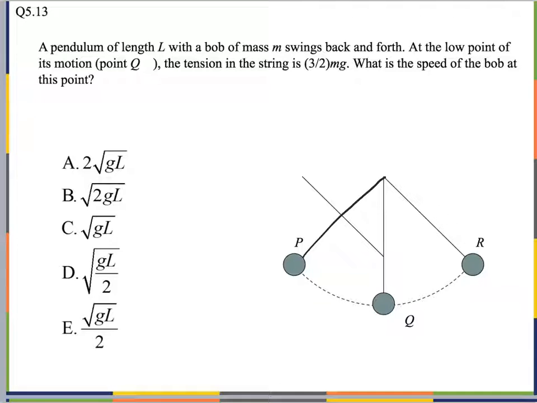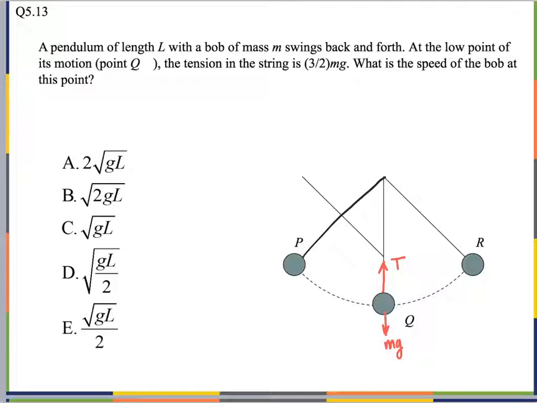So here is another problem. They're saying you have a pendulum and it has a mass swinging back and forth, and it says that at the bottom we have a certain value for the tension, and it wants to ask you to find the speed of the bob, knowing that. So looking at forces again, we have tension and mg.